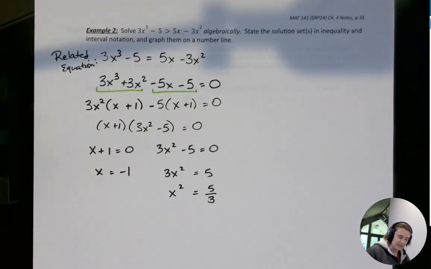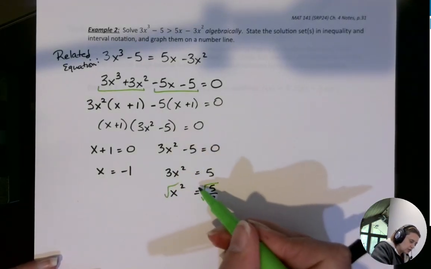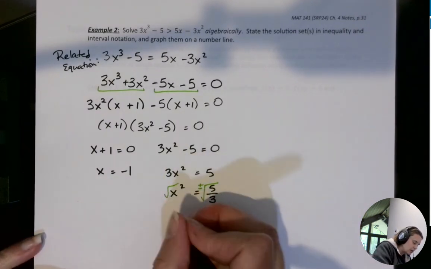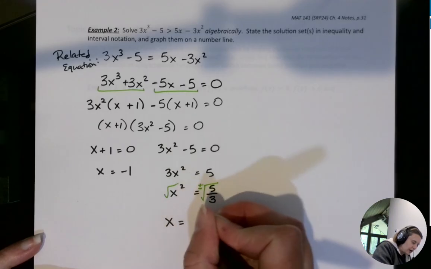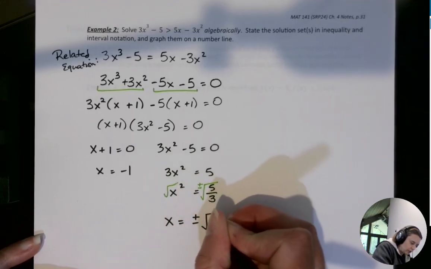And then we do need to take the square root of both sides. Don't forget the plus and minus whenever you take a square root of both sides. So I'm going to get two values here: x equals both positive and negative the square root of 5/3.